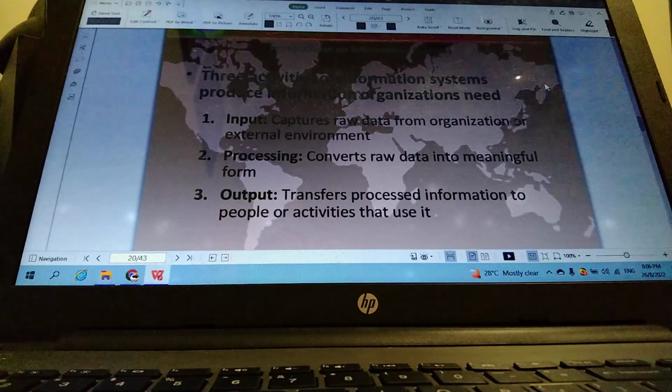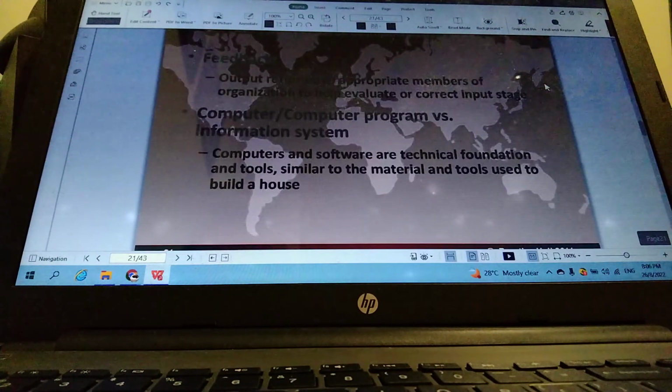Once we have all this input data, what we do next is processing, which is converting raw data into meaningful form, so data becomes information. Once we have the information, we have to output it. We need to generate output, reports or other forms of output data. Basically we are transferring processed information to the people or activities that use it. So these are the three main activities happening in any IT system for any organization.